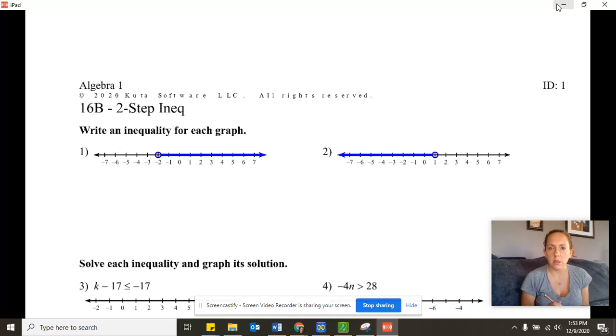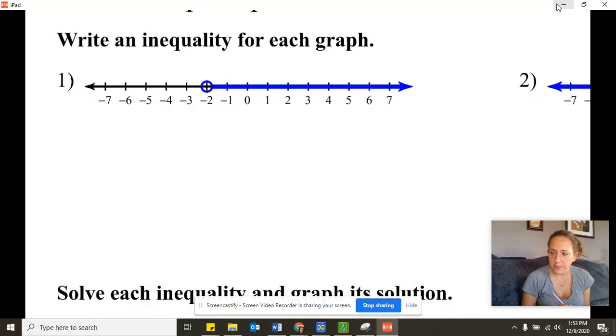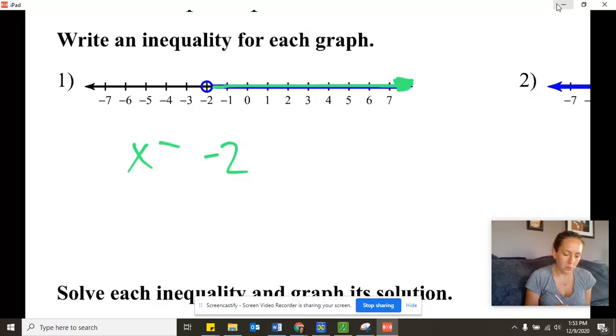Anyway, so when writing an inequality from a graph, I'm going to start by just making an x, because why not? It doesn't really matter what letter you use. And the boundary is -2. Since all of my numbers are bigger than -2, I'm going to use the greater than symbol. Since this is an open circle, it means that -2 is not included, so there is no line underneath.